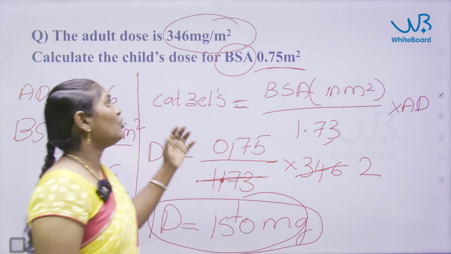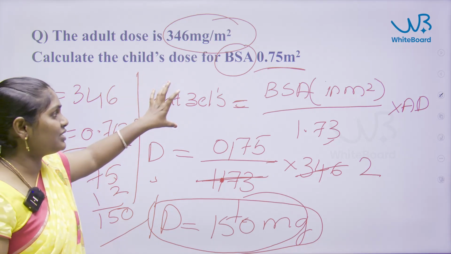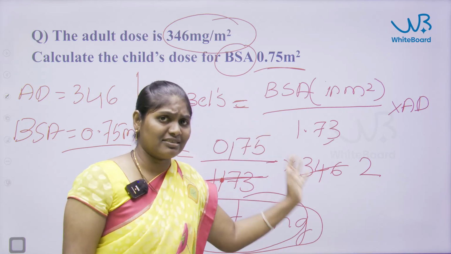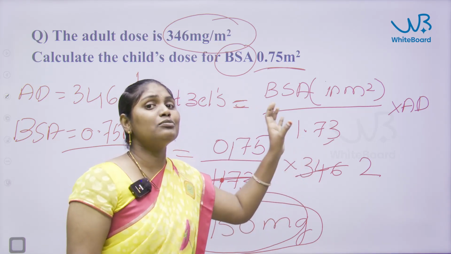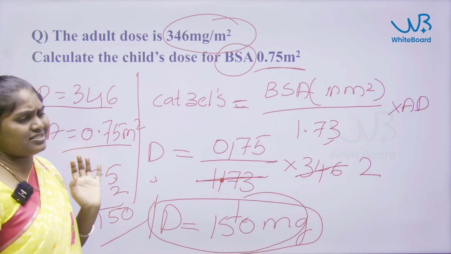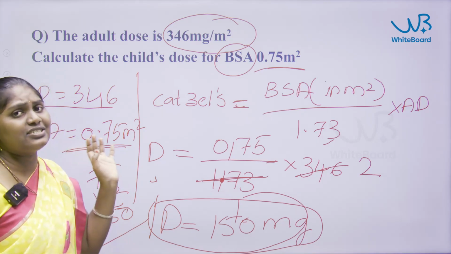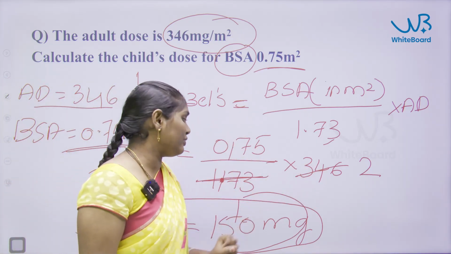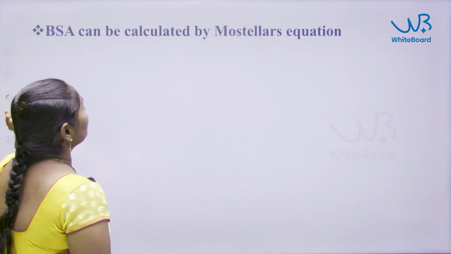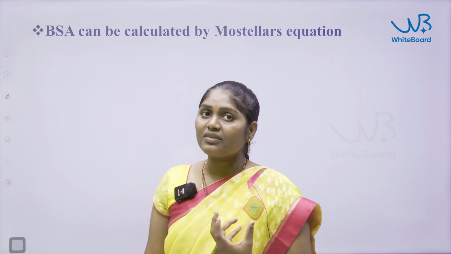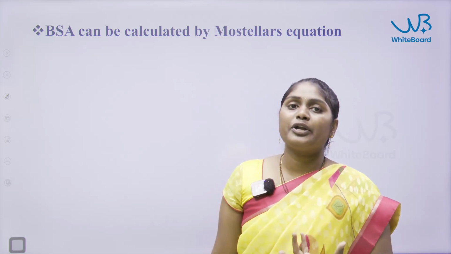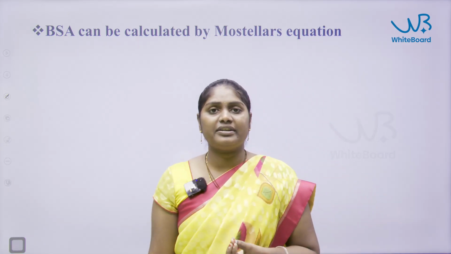How much dose is required? 150 mg. So Catzel's formula is body surface area in meter square divided by 1.73, which is nothing but the average adult body surface area, into adult dose. Here the given values are adult dose 346 and body surface area 0.75. Upon substituting all these values, I got 150. So 150 mg is the required dose for a particular body surface area of 0.75 meter square.